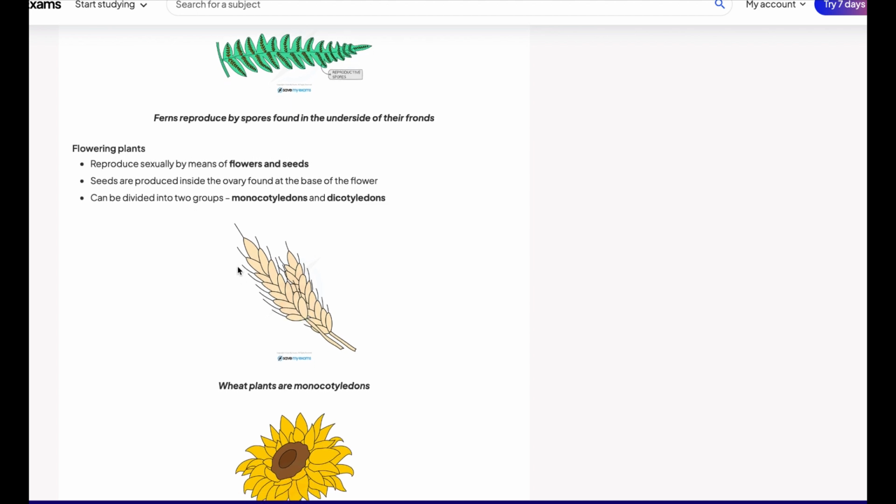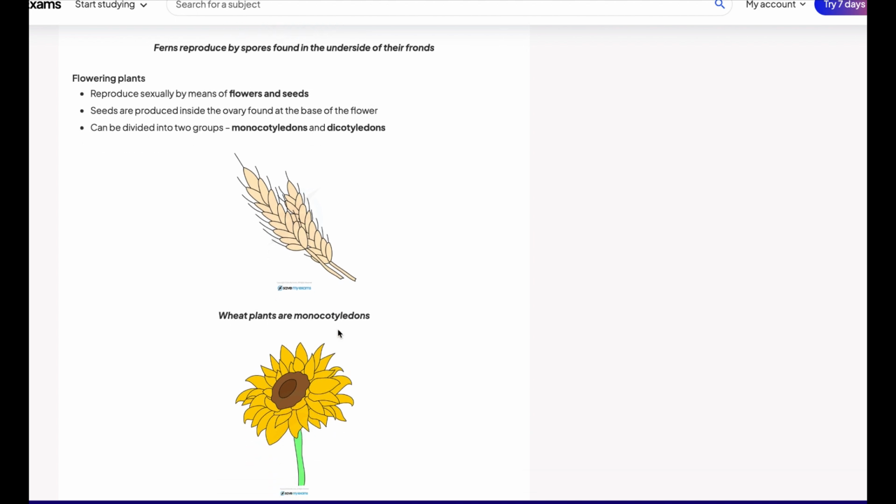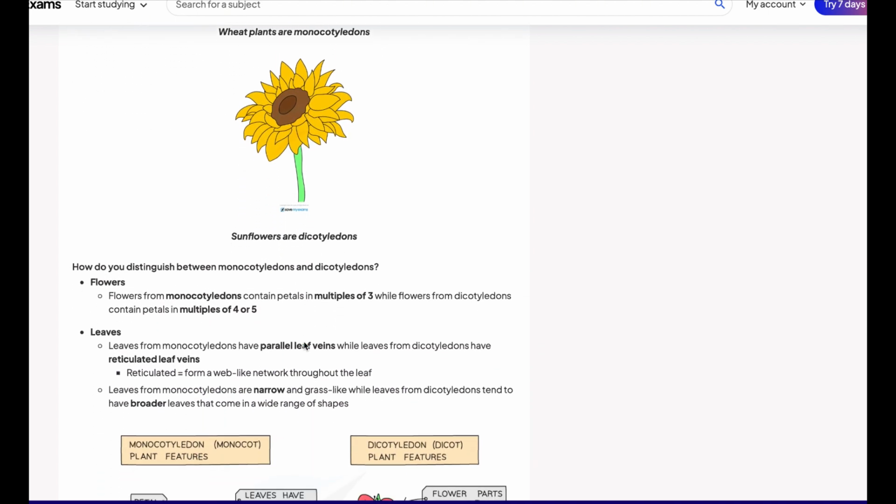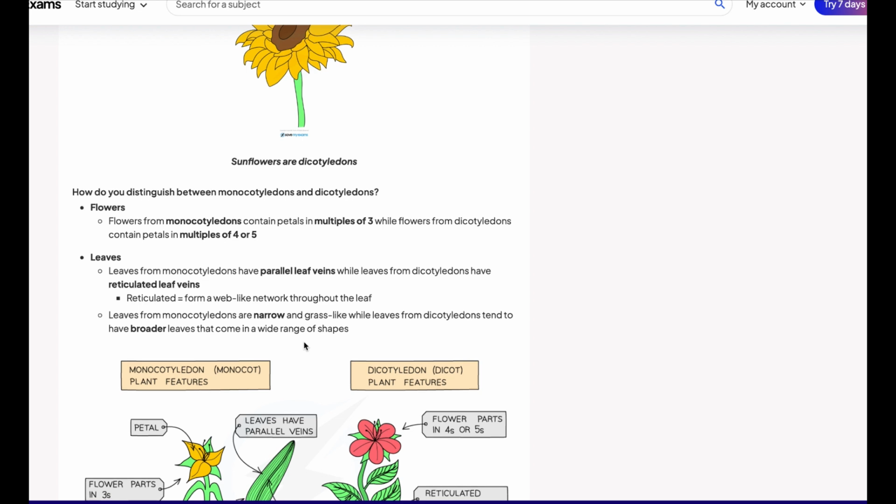Flowery plants reproduce sexually by means of flowers and seeds. The seeds are produced inside the ovary, found at the base of the flower, looking like rice. The rice plant is a flowery plant. Is that okay? And every other flower you know that has petals, and those that trap insects, and so on and so forth, they are all flowery plants.